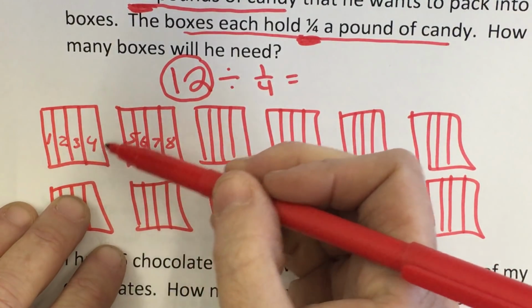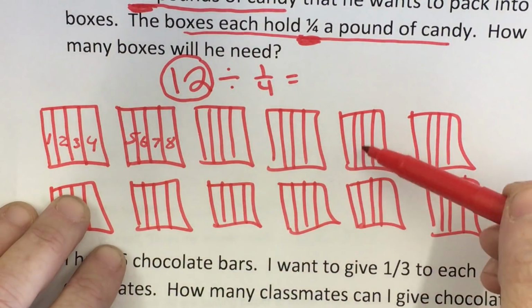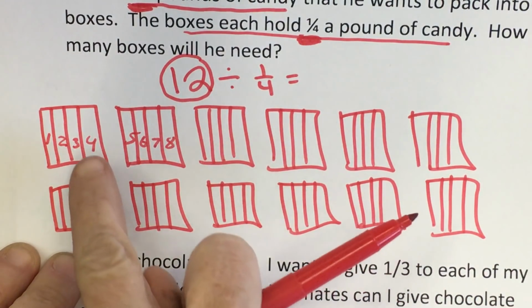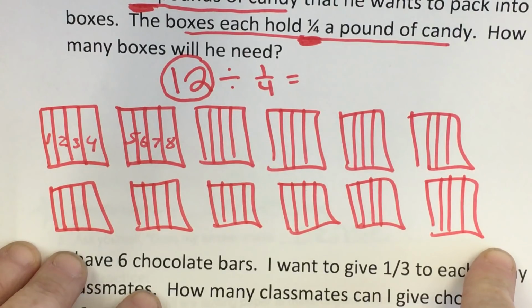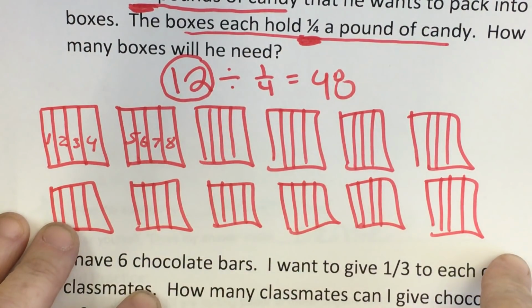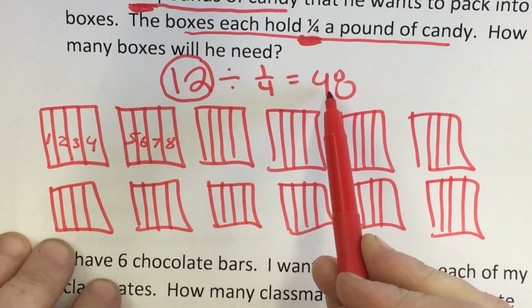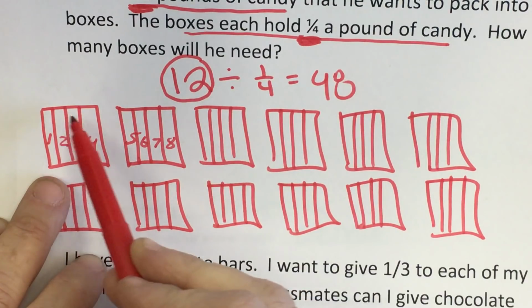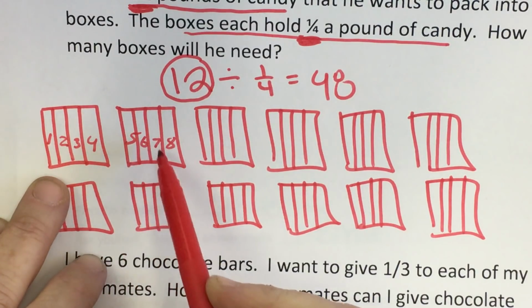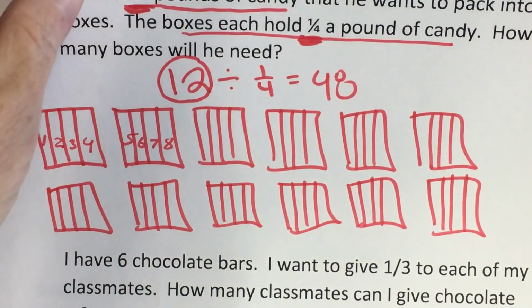So if I kind of realize this is 4, this is 4 more, this is 4, 4, 4, I could either say, ooh, I have 4 times 12, which is gonna give me 48, or I could have continued labeling them. But what this tells me is I'm going to need 48 boxes because each pound of candy is gonna need 4 boxes.